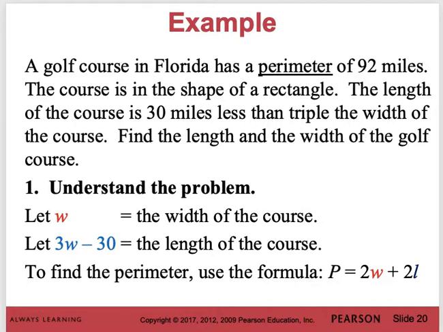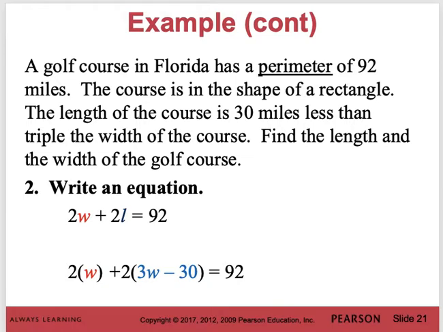So first let's understand the problem. We'll let W equal the width. 3 times W minus 30 equals the length. And to find the perimeter, I would add up all the sides. That's 2 widths plus 2 lengths. I can write an equation. 2W plus 2L equals 92.